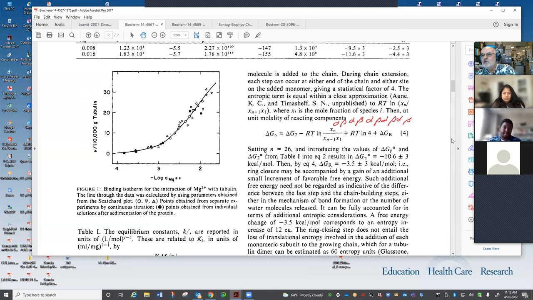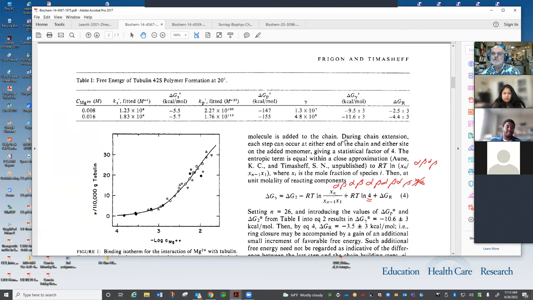In principle, the beta alpha can also add. So there are two ways to add. That's where the four sort of comes from. This doesn't happen. It's only alpha, beta, alpha, beta. You never get beta, beta, or alpha, alpha, okay? And so those also in principle contribute to what we're getting.